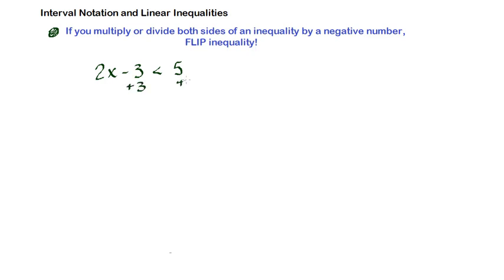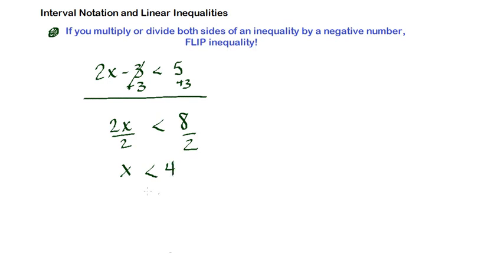Since I'm just adding 3, I can say, all right, I'm going to keep that inequality symbol. This goes away. Minus 3 and plus 3 is 0, so I'm left with 2x. 5 plus 3 is 8. Next thing I'm going to do is divide both sides by a 2. And when I divide by a 2, I say, did I multiply or divide both sides by a negative number? I did not. That's a positive 2. So x is then less than 4.